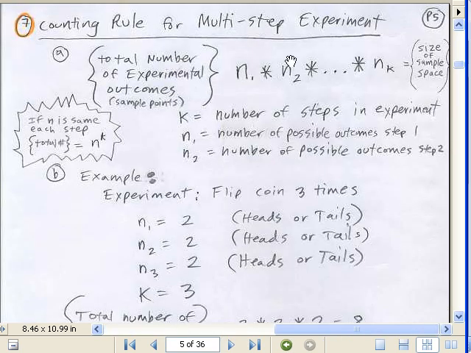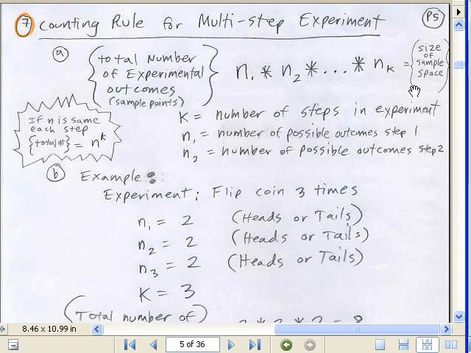Here's the counting rule for multi-step experiments. Very important. We want to know the total number of experimental outcomes or sample points. How many are there? K is the number of steps. N1, number of possible outcomes in step 1. N2, number of possible outcomes in step 2. And here it is: N1 times N2 times and so on, until you get to the last, N sub K. That's the size of the sample space.